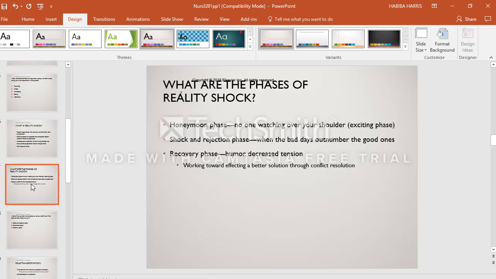So the recovery phase. The recovery phase begins when you kind of start to have a sense of humor. You have a decrease in tension. You have an ability to be objective and meet your objectives for the day, working towards effecting a better solution through conflict resolution.